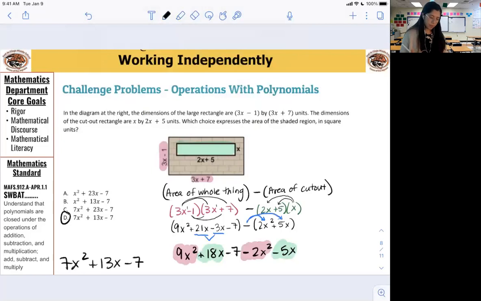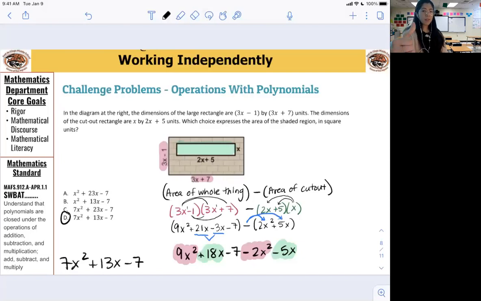Answer choice D. If you got answer choice C, that means you forgot to distribute the negative. That means you had plus 5x rather than minus 5x. But don't forget that when you subtract, you have to switch the signs of the things you're subtracting. That's what subtraction means in reality. When you subtract, you take away. So you've got to flip all the signs.